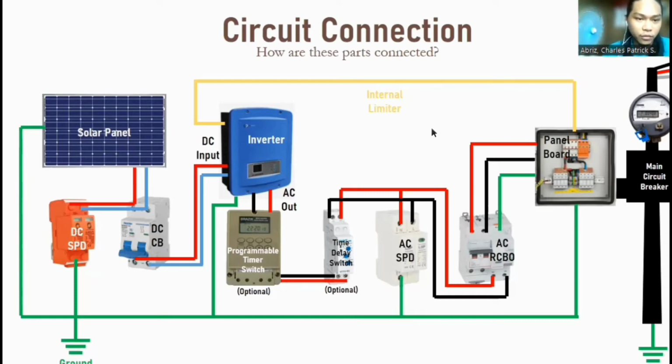Keeping in mind which type of connection we have, because again, line to line and line to neutral, these black and red wires cannot be switched if we have a line to neutral connection. Then the output of the RCBO must be connected to the input of the AC surge protection device, which is again connected to the ground. This green line here is the ground.